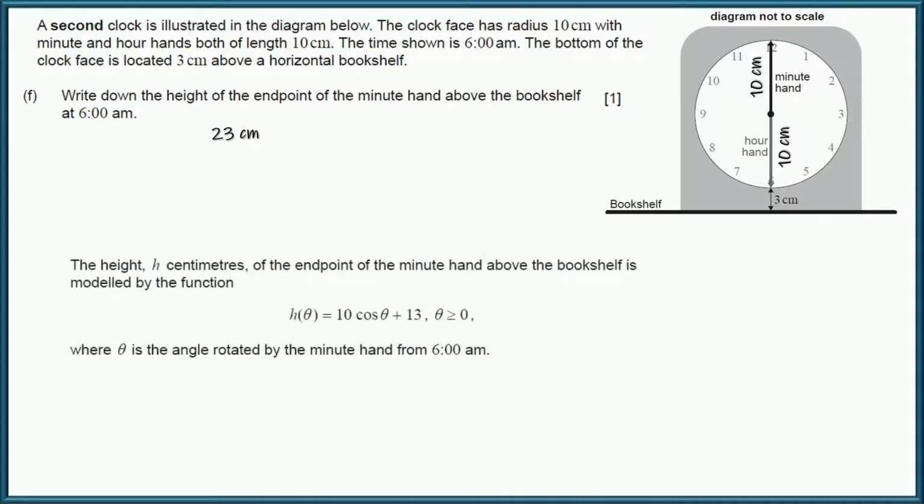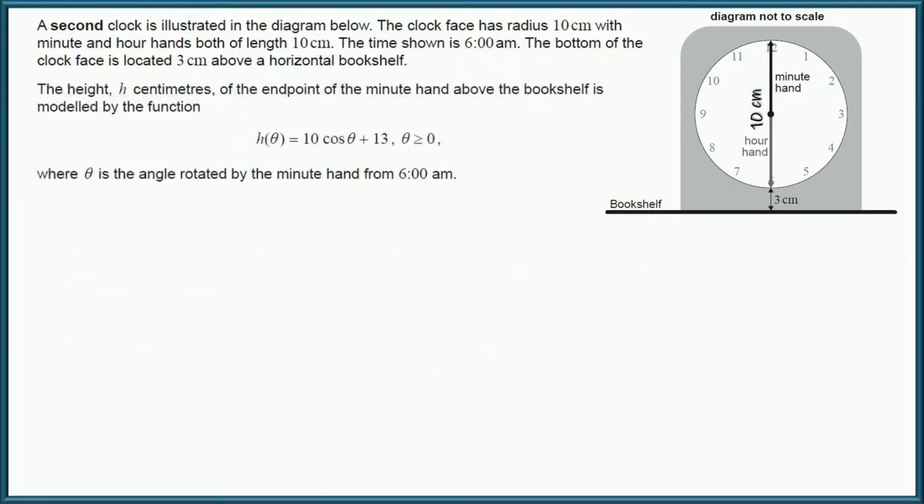Now, the height in centimeters of the endpoint of the minute hand above the bookshelf is modeled by this function. So that's the minute hand modeled by this function right here after 6 a.m. So h of theta is equal to 10 cosine theta plus 13, where theta is the angle rotated by the minute hand from 6 a.m.